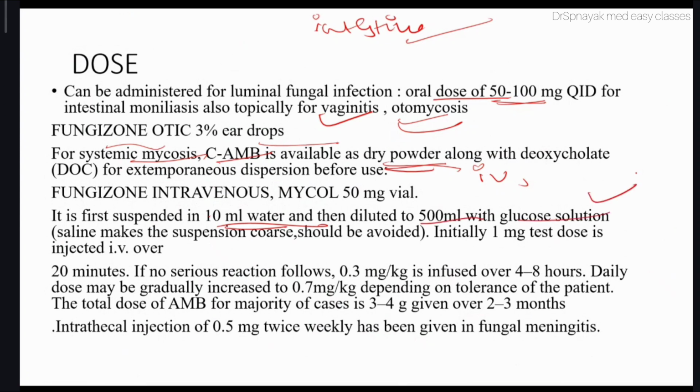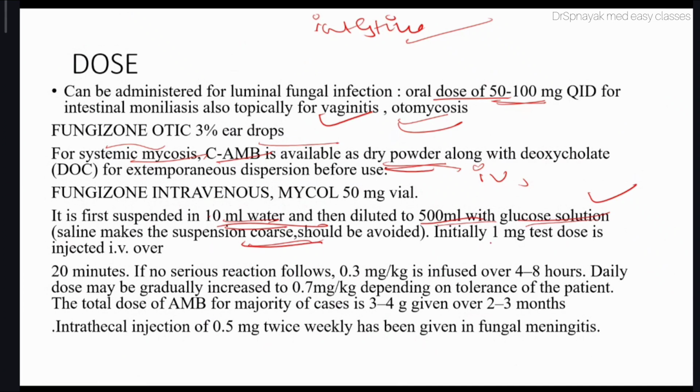Why only glucose solution? We cannot use normal saline in this because it makes the suspension coarse. So we should use only glucose solution. First the powder is mixed in 10 ml of water for injection, then it is further diluted in 500 ml of glucose solution.